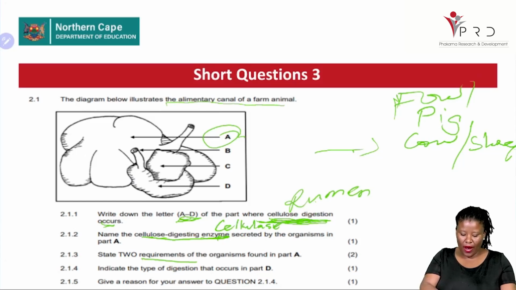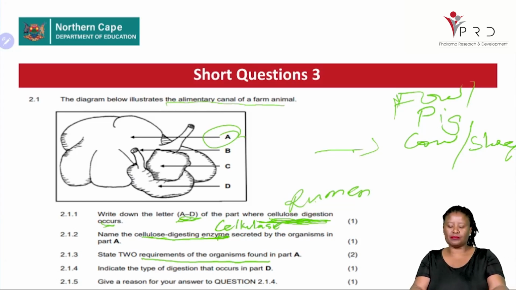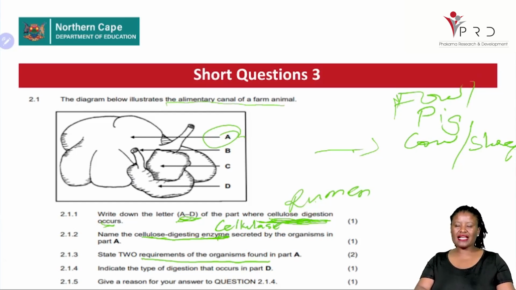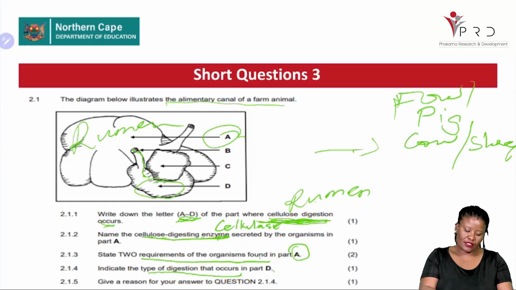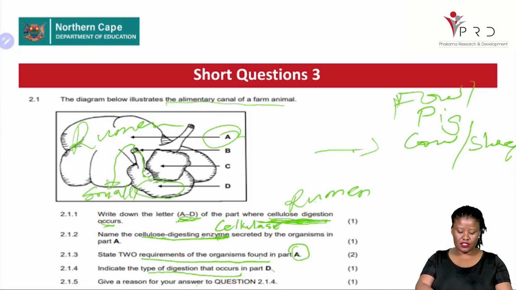State two requirements of organisms found in part A. All in all, you are asked about the conditions in which you find the microorganisms, as you know the microorganisms you find in the rumen. Indicate the type of digestion that occurs in part D. And you can see part D is opening up into the small intestines. Give a reason for your answer.